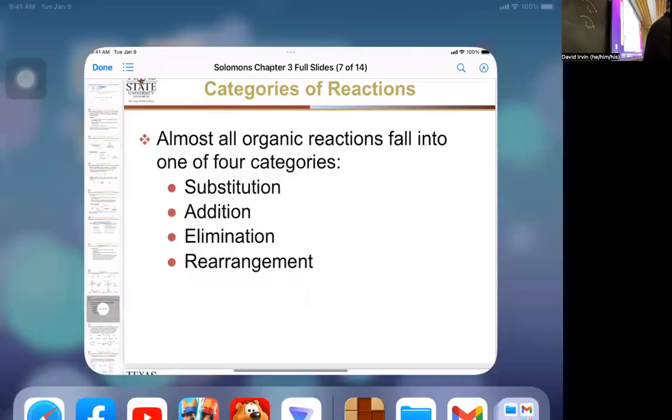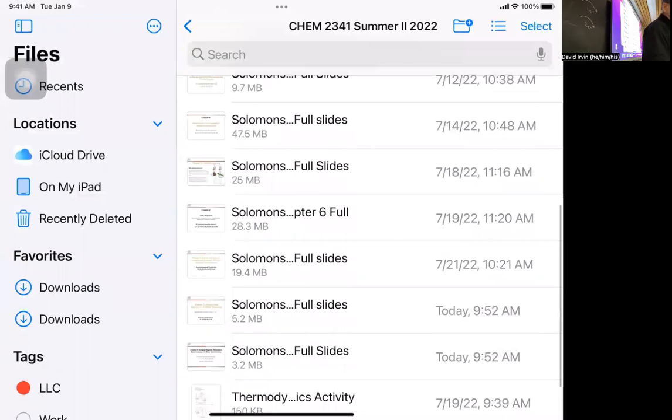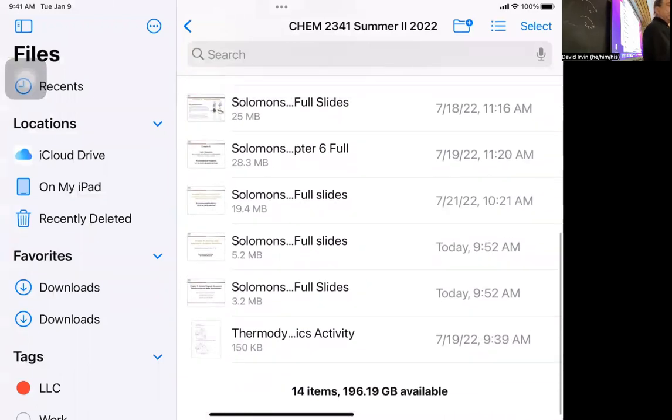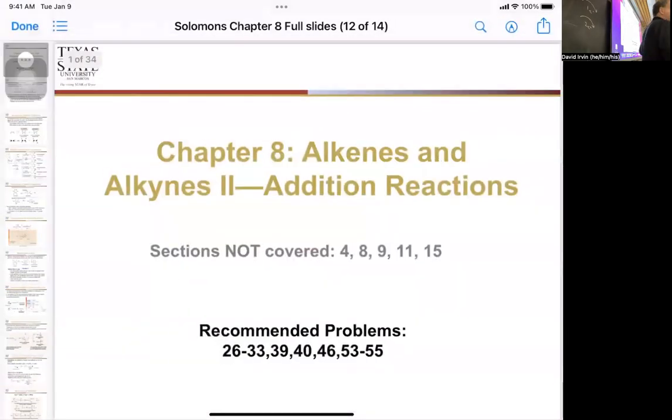Now, off to chapter 8. All right, so now we're going to talk about addition reactions to alkenes and alkynes. It's all about taking our pi cloud and turning it into sigma bonds. We're taking our pi bond and turning it into a sigma bond, so we're going to change hybridization every single time we do an addition.